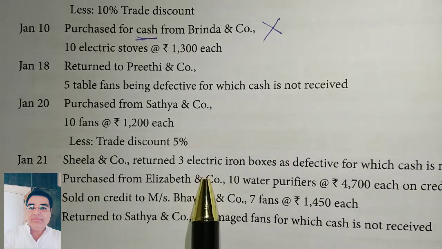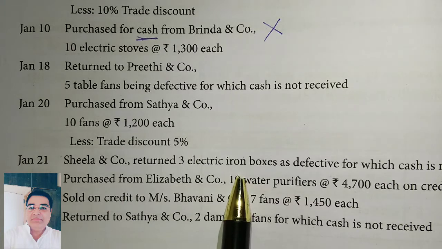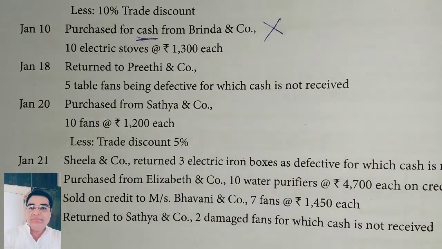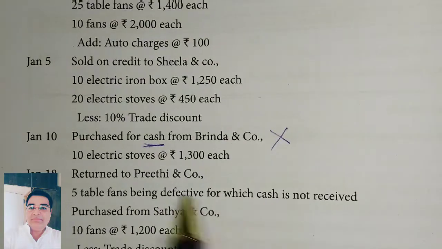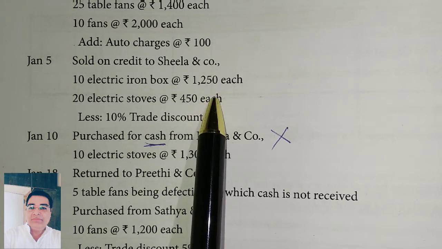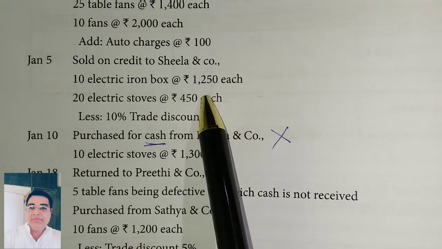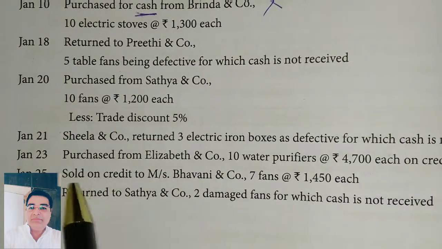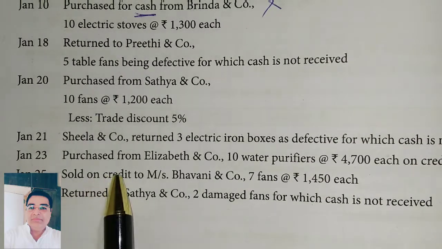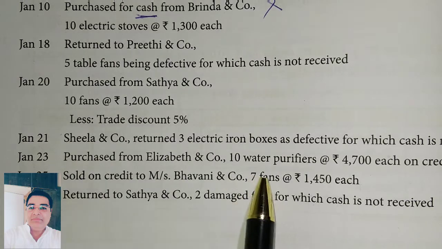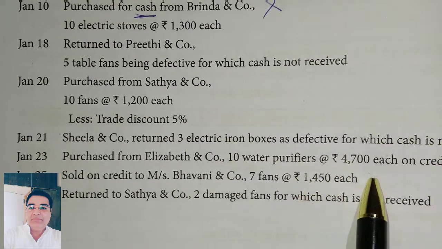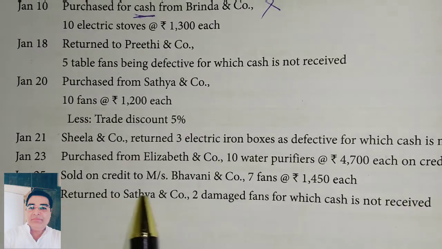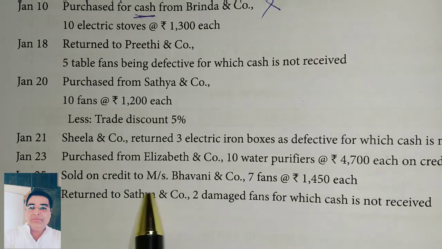So 3 electric iron boxes returned at the rate of how much? Electric iron box cost is rupees 1,250. So 3 into 1,250 you have to write in sales return book. Then January 23, purchase from Elizabeth and Company 10 water purifiers at the rate of 4,700 each. You have to write in purchase book. Sold on credit, sold means sales book.